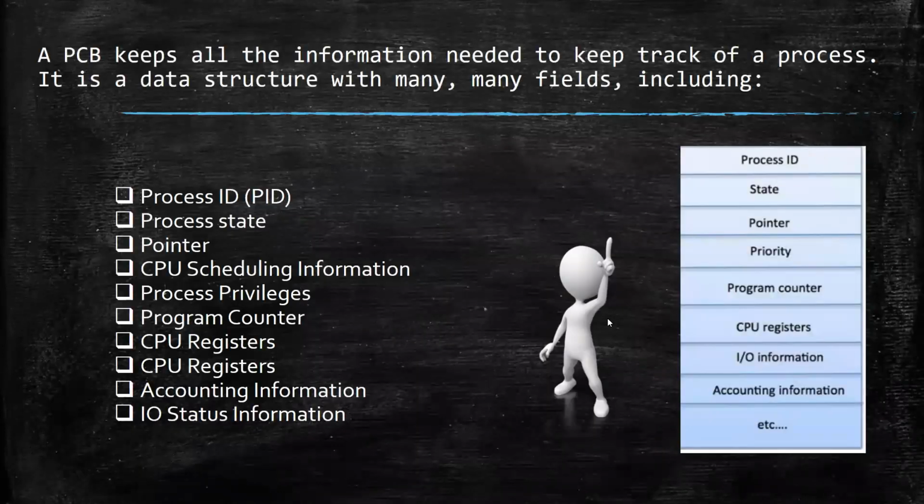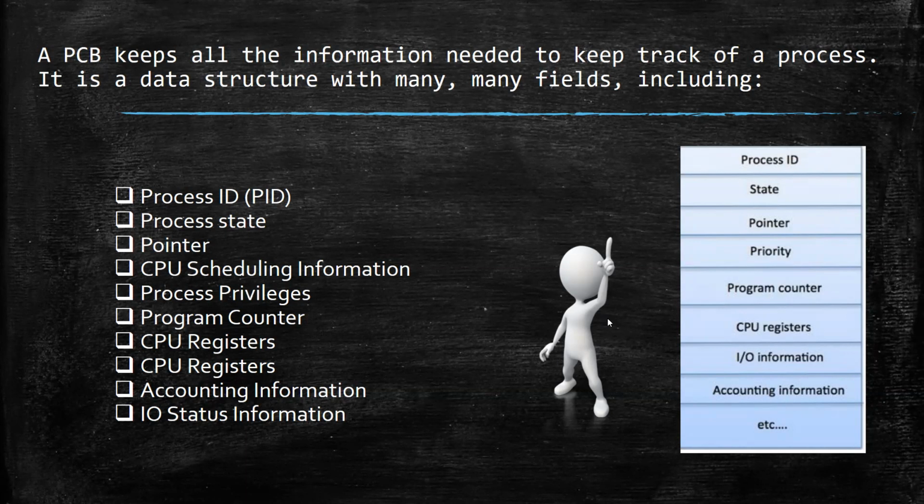A process control block keeps all the information needed to keep track of a process. It is basically a data structure with many fields. At first, we have the process ID, which is the unique identification number for each process. PCB has process states: new, ready, running, waiting, and termination. Pointer contains the address of the next instruction to be executed in the process. The process priority and pointers to scheduling queues is the CPU scheduling information that is contained by the PCB. Process privileges are the special accesses to different resources, to the memory or devices, that the process has.